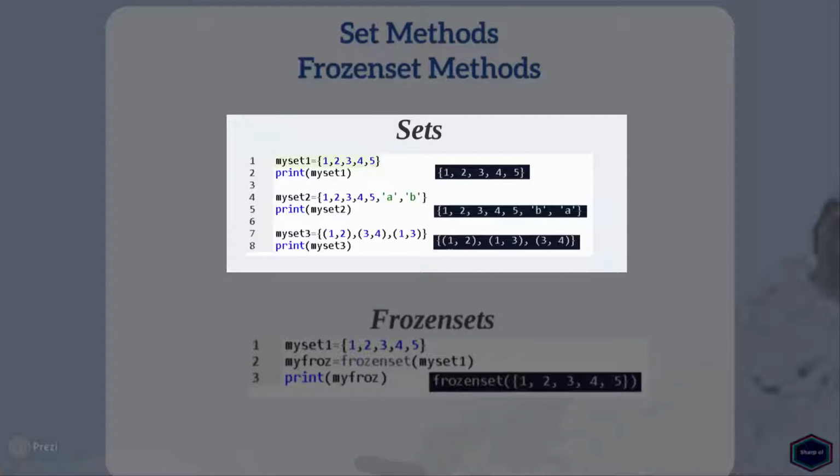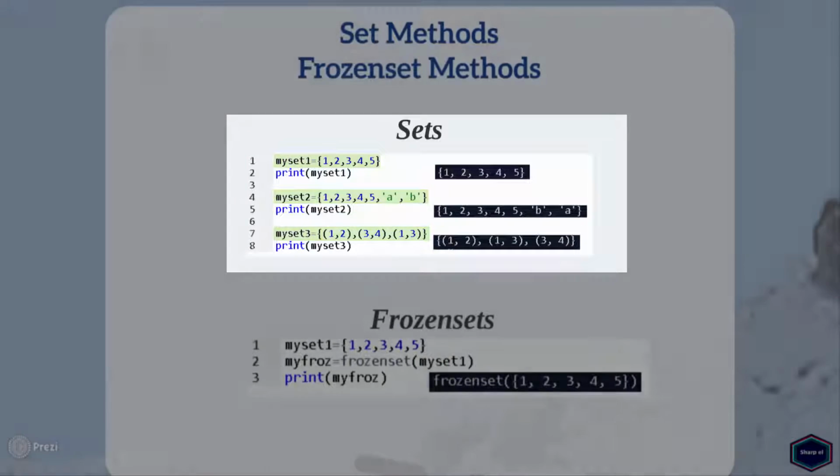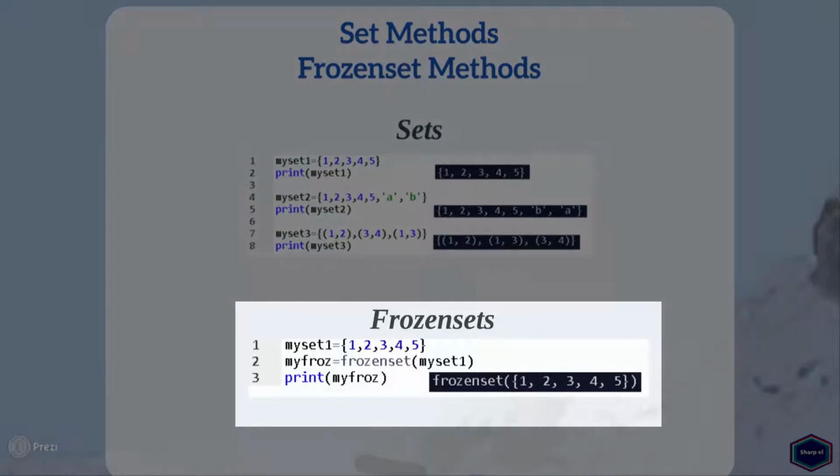Here I have declared a set myset1 which contains only integer objects, whereas myset2 contains integer and string objects, and myset3 contains 3 tuple objects. Frozen set objects are just like set objects, but they are immutable objects, which basically means that they are read-only sets. To create a frozen set object, you can call the built-in function frozenset as shown in this example.